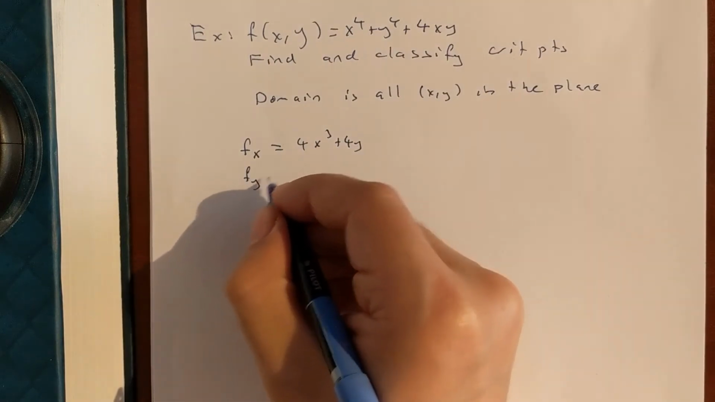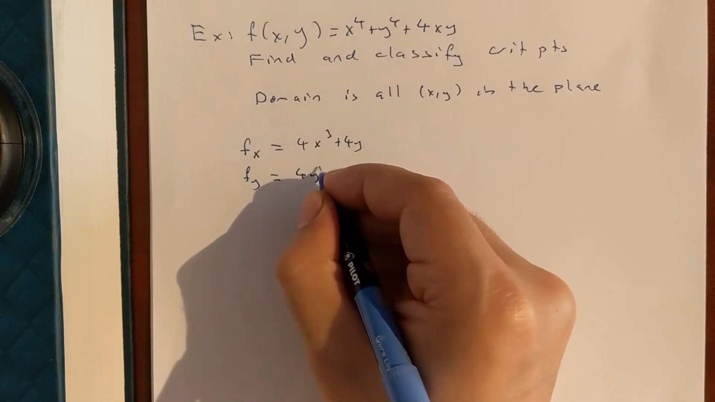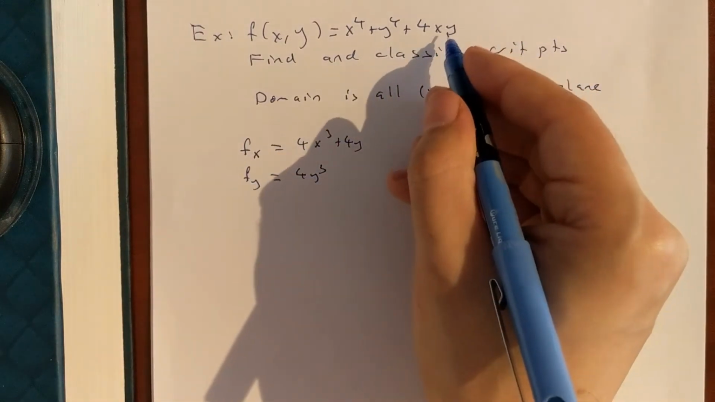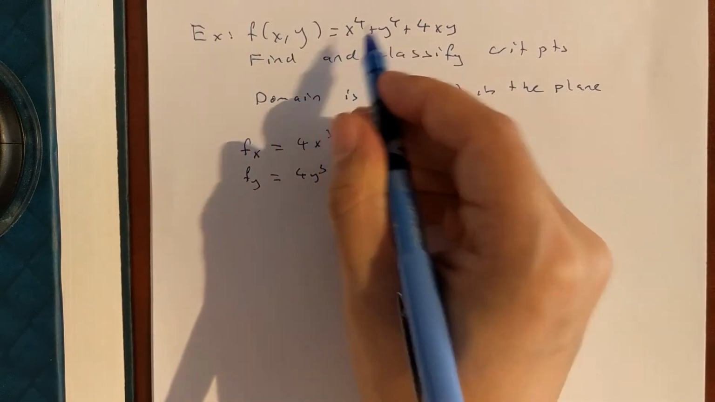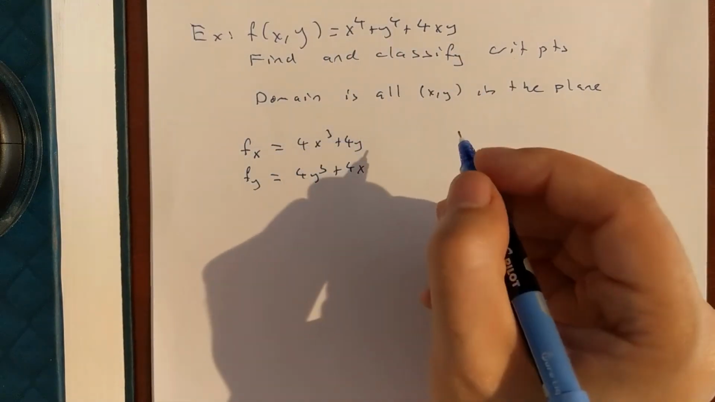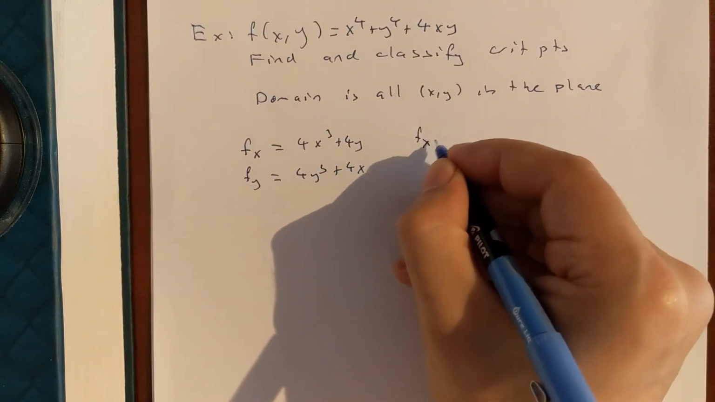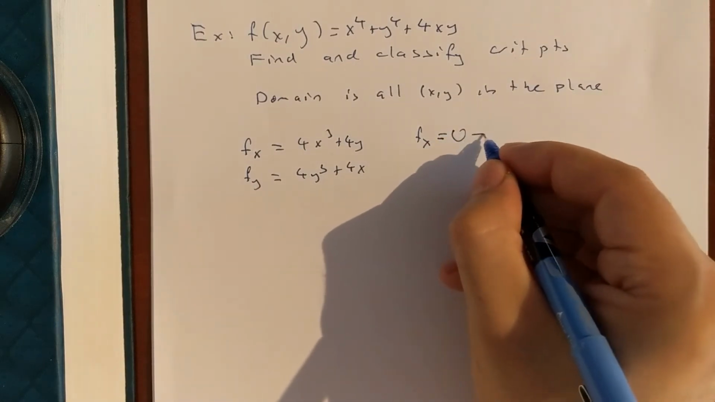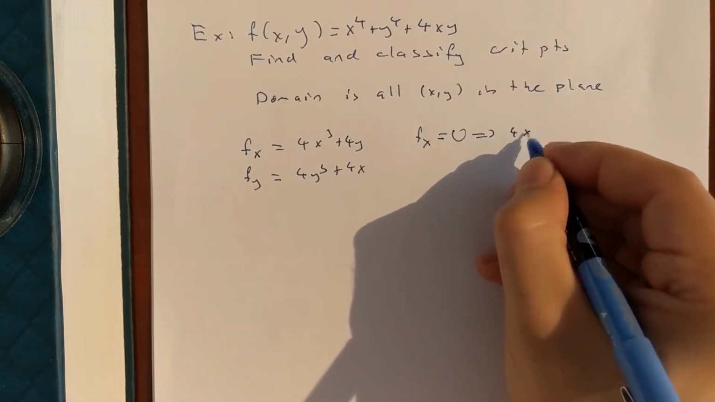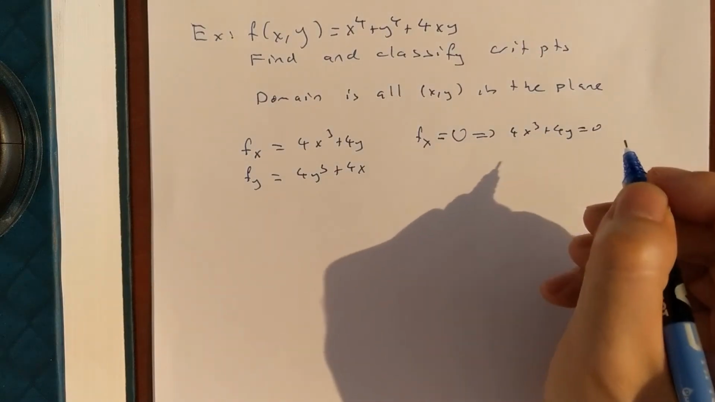And similarly, I can calculate f sub y. That's going to be 4y cubed. This time, derivative of y is 1, so this is just going to be plus 4x. And of course, this derivative is 0. Okay, so now let's work this out. F sub x equals 0 implies 4x cubed plus 4y equals 0, doesn't it?